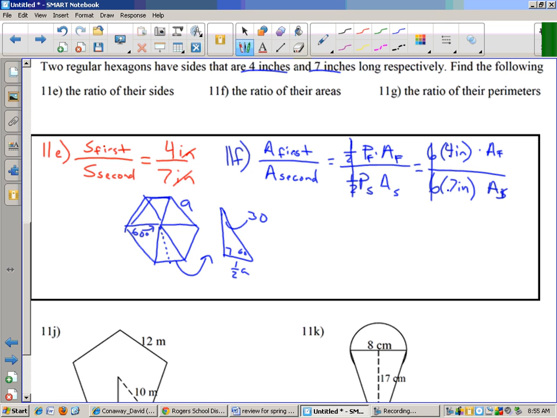Now, you could memorize your 30-60-90 triangles, which said that this hypotenuse will always be twice whatever the small side is. That doesn't really help us in this case, but this one right here is going to be square root of 3 times this small side.